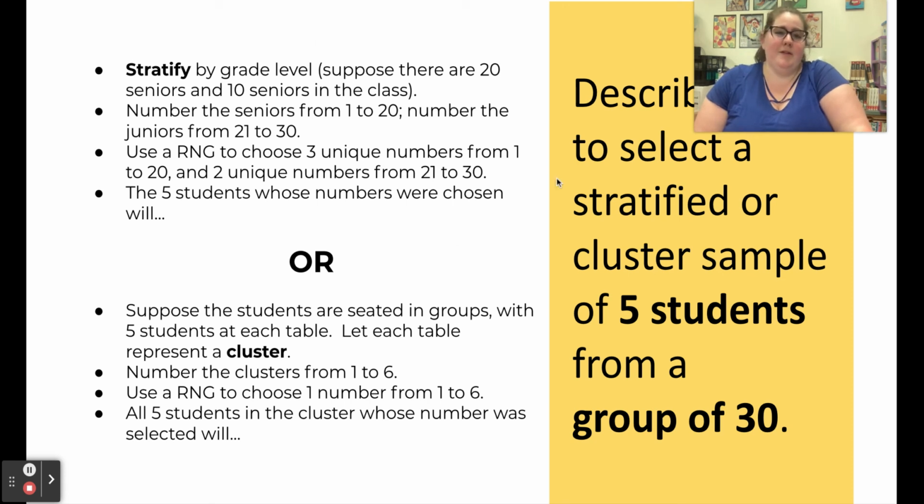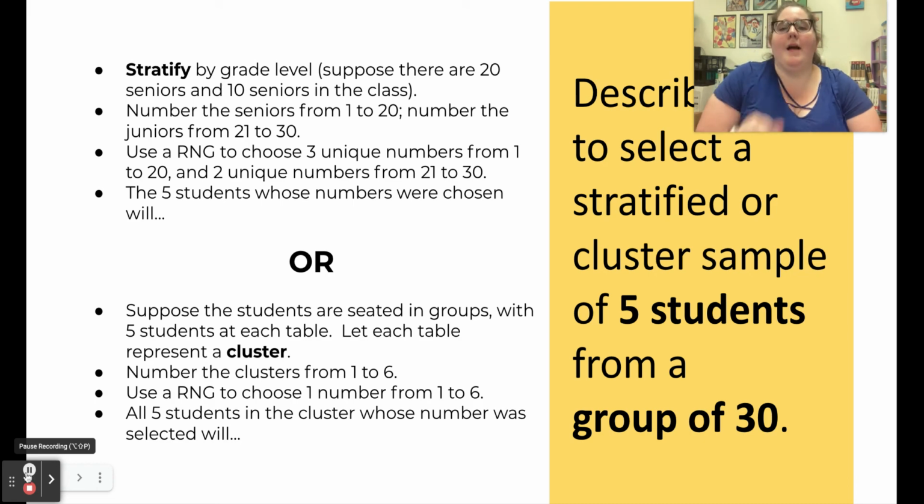So those are just a couple of examples of how we can take that general idea of describing a simple random sample and kind of apply it to a stratified or cluster. There's just some things you kind of have to set up. You have to set up the grouping process first and go from there. So that is how we describe random samples, and that is it for this first lesson, which we'll talk more about in class next time.